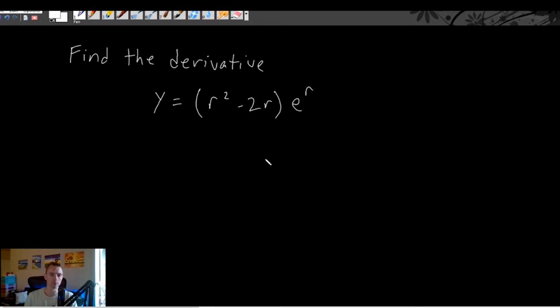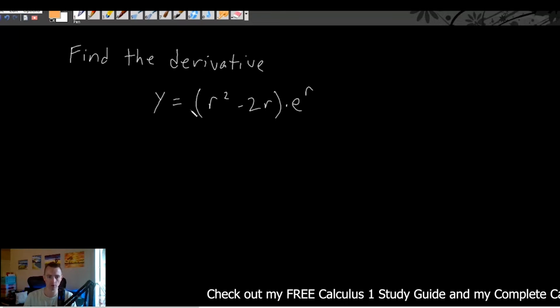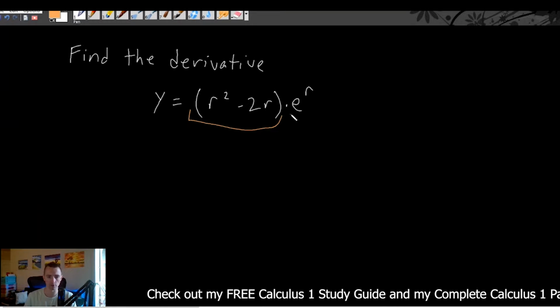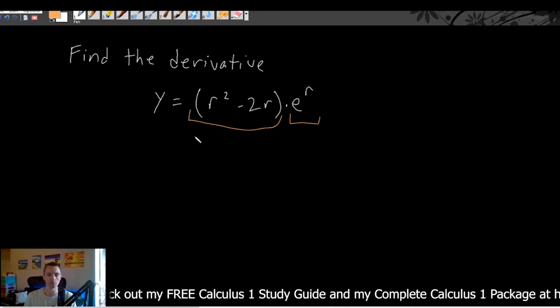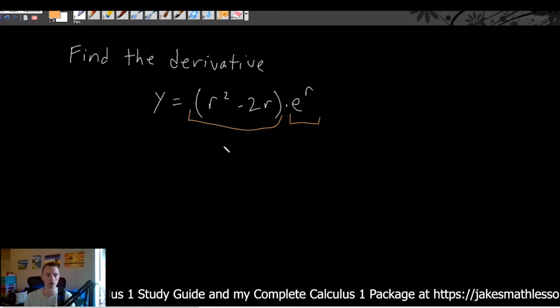Find the derivative of y equals (r squared minus 2r) times e to the r. So you can see pretty clearly here, looking at this example, we do have a product, right? We have these two different chunks of this function that we're going to be taking the derivative of that are being multiplied together. So that is obviously the first condition that we need in order to apply the product rule.